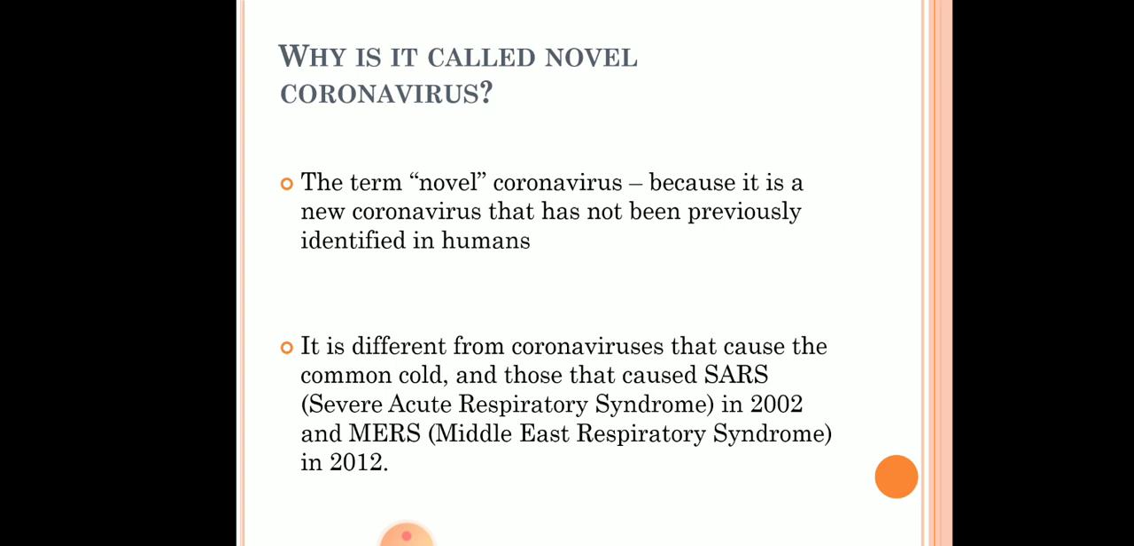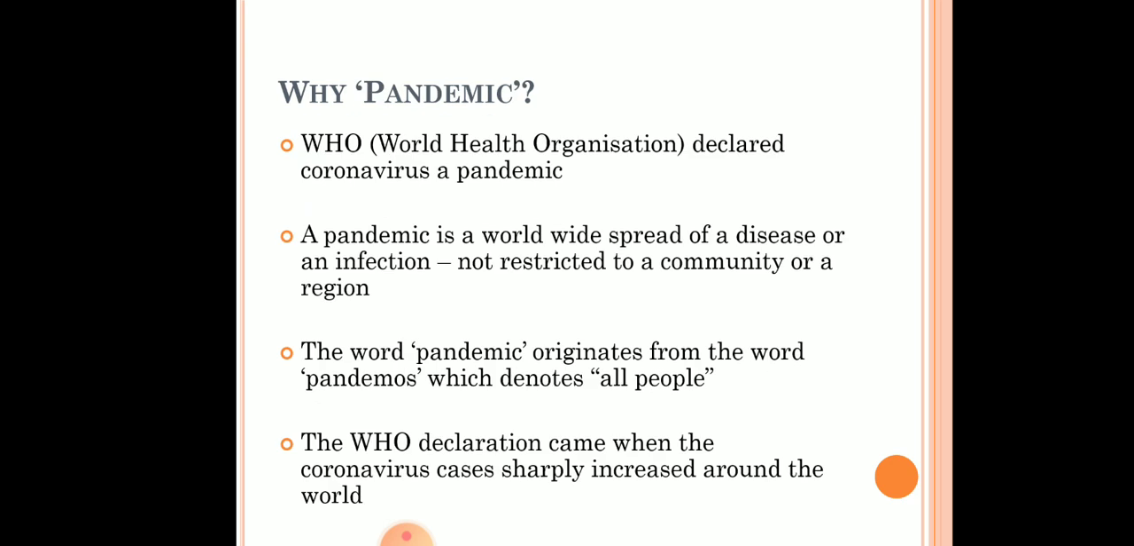Earlier in 2002, there was a coronavirus attack named SARS. What was SARS? Severe Acute Respiratory Syndrome. That was a coronavirus attack which happened in 2002. And there was another attack of coronavirus in 2012, which was named MERS, Middle East Respiratory Syndrome. But the virus that has caused COVID-19 is a novel coronavirus. It is not like SARS or MERS. It is something new. That is why it is called novel coronavirus.